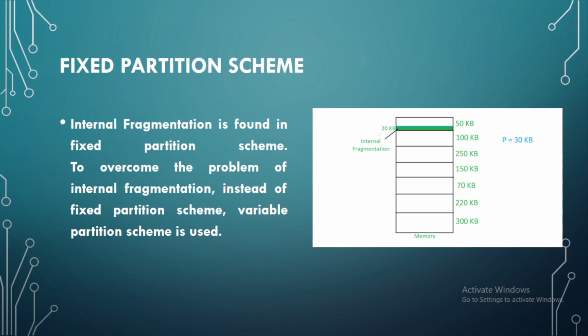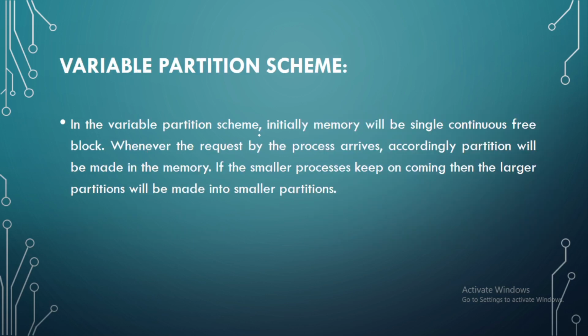So what is internal fragmentation? It is a part of the memory which is available to the process but not used. That is known as internal fragmentation. In the fixed partition scheme, internal fragmentation is a problem. To overcome the problem of internal fragmentation, instead of the fixed partition scheme, the variable partition scheme is used.